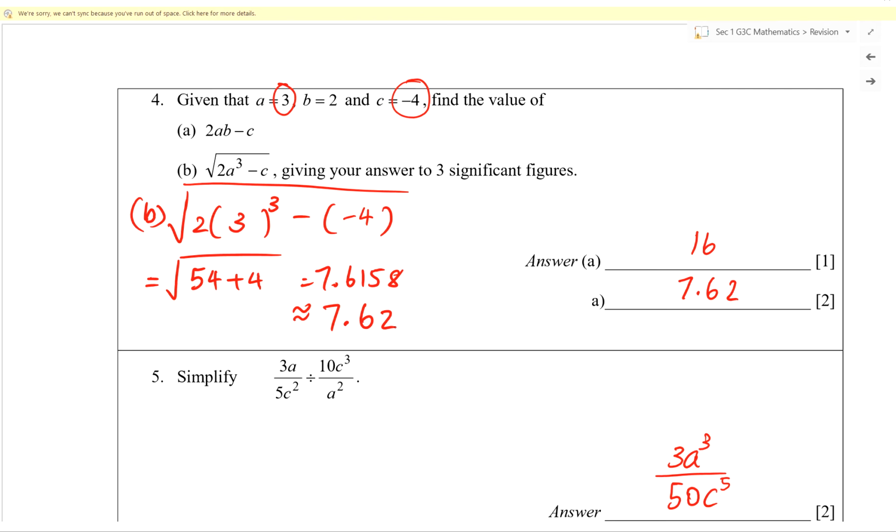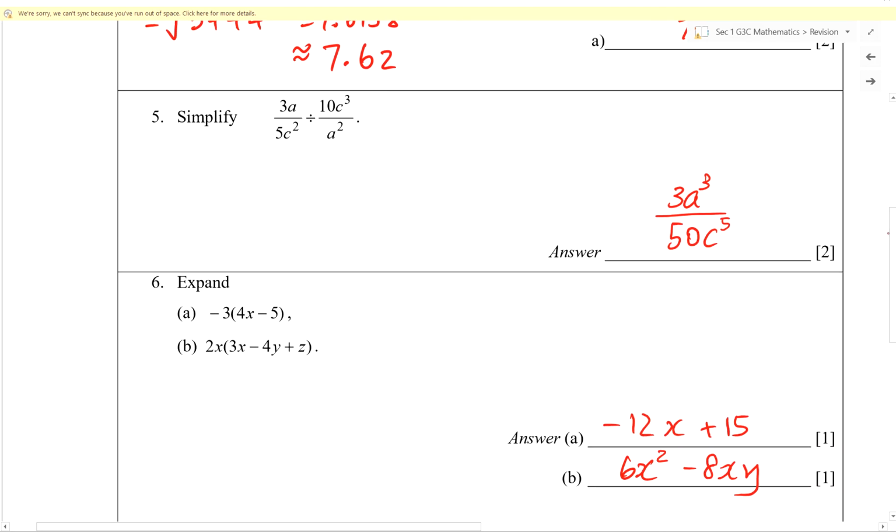Okay. Now question 5. Simplify 3a power 3 over 50c power 5. You have to get every part of it correct. Can I have a show of hands who got this correct? Okay, thank you, put down your hands. So I think there's a need to go through this.